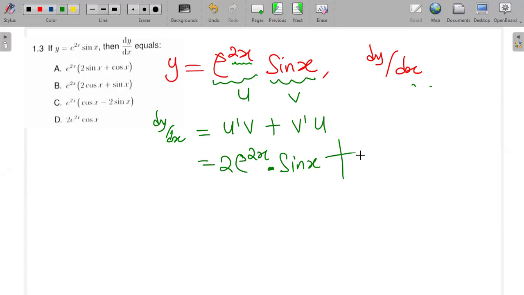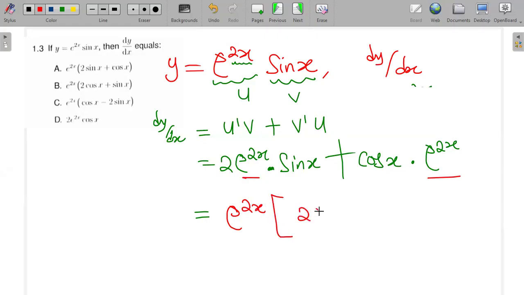So the derivative of sine is cos x. And then I'm multiplying this by the function, which is u, e to the power 2x. Okay, so I factorize the e to the power 2x, and I remain with 2 sine x plus cos x.